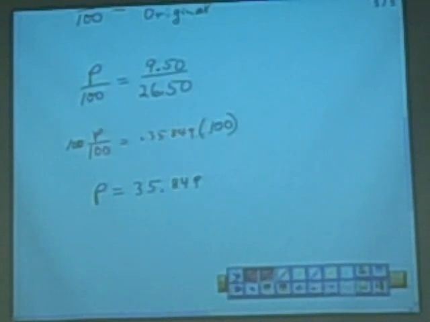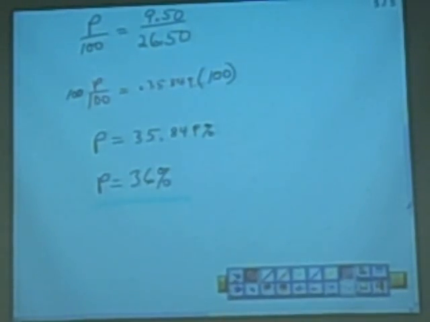Now we're going to go ahead and round that to the nearest whole percent. We're going to round that to 36%. All your answers in the worksheet are rounded to the nearest whole percent. It doesn't tell you to do that, it doesn't say what to round it to. So technically you could have rounded to the nearest tenth and it would have been okay.